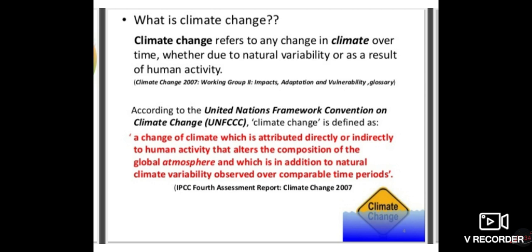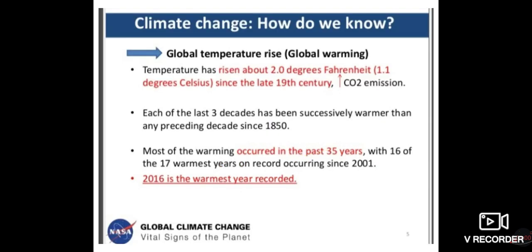It is any change of climate over time, whether due to natural variability or as a result of human activity. Climate change commonly happens due to natural variability or human activity. Those two points we need to underline. One of the main reasons is natural variability or human activity. Then, climate change, how do we know?